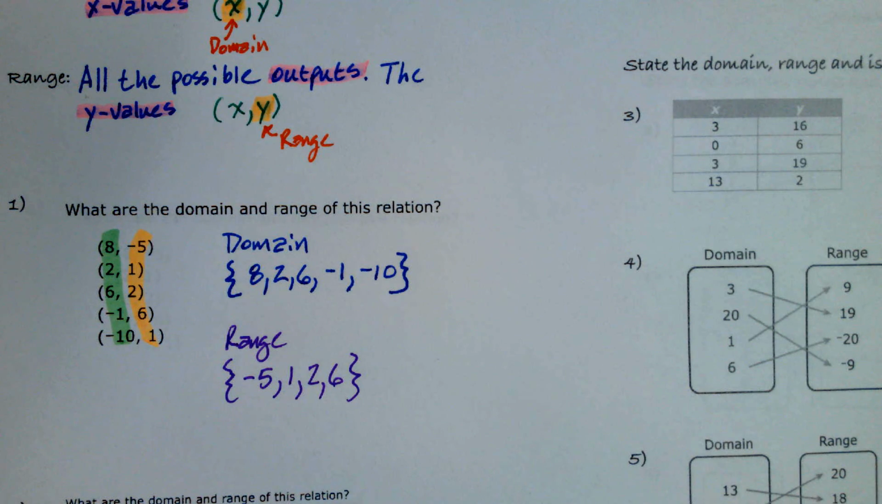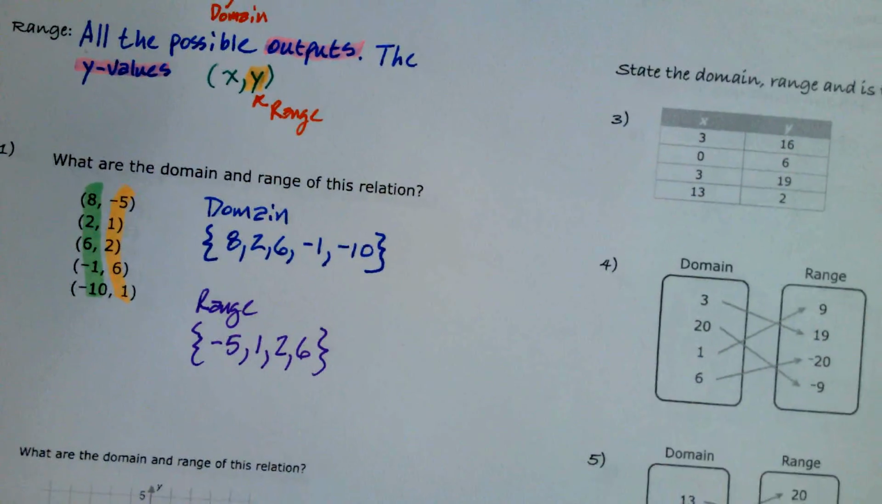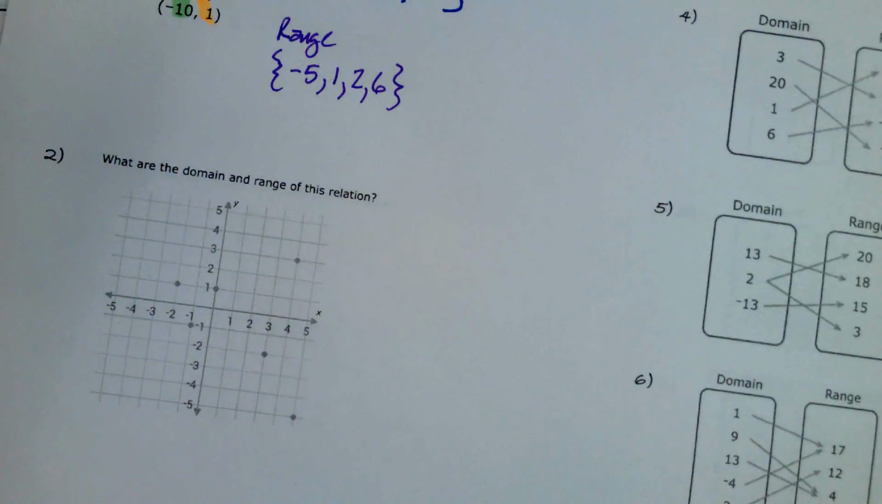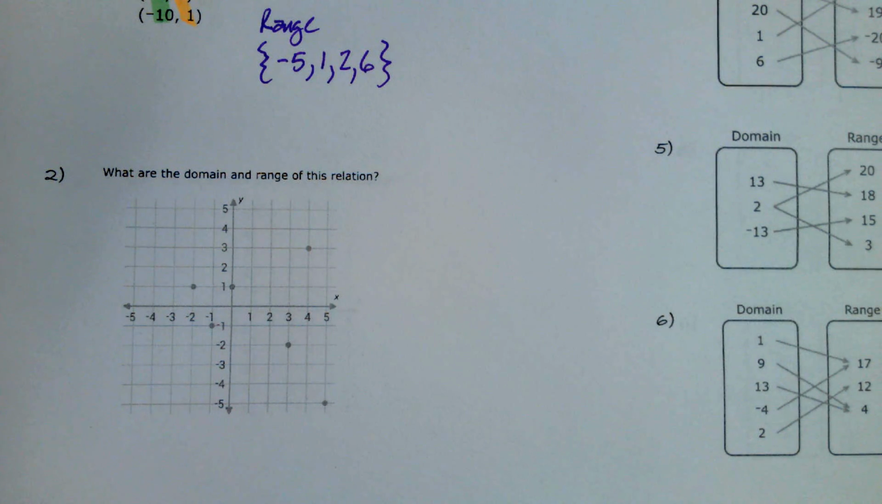All right. So let's take a look at the second one then. What do we got in the second one? We got a coordinate plane, and we got some points on this coordinate plane. We need to list the domain and the range here. Any thoughts on how we can do that?